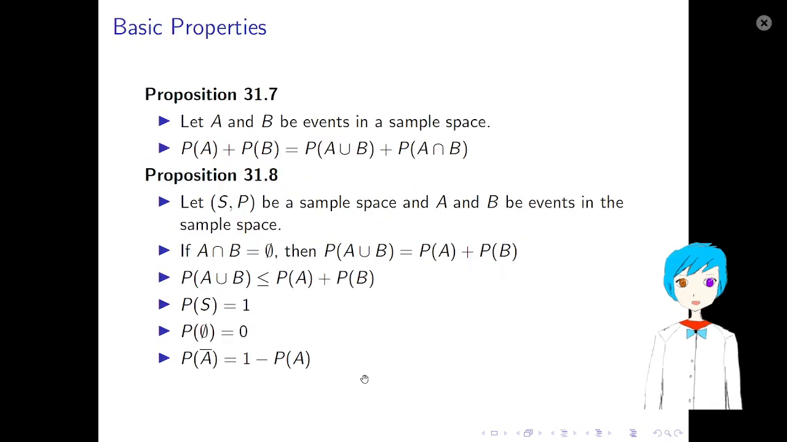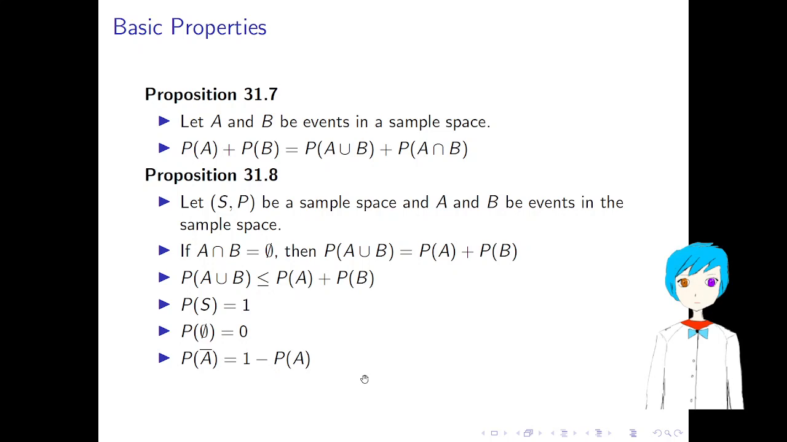We have some basic properties for the probability on event operations. Let A and B be events in a sample space. P(A) plus P(B) equals the probability of A union B plus the probability of A intersecting with B. Specifically, if the intersection of A and B is the empty set, then the probability of A union B is P(A) plus P(B). Generally, P(A union B) is smaller or equal to P(A) plus P(B).